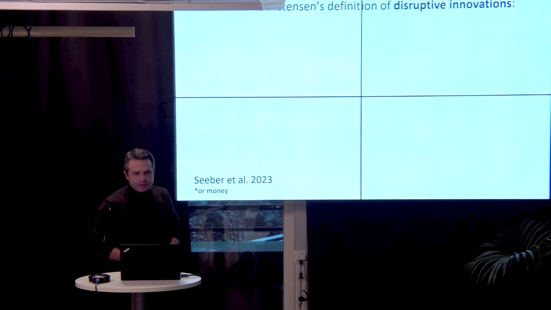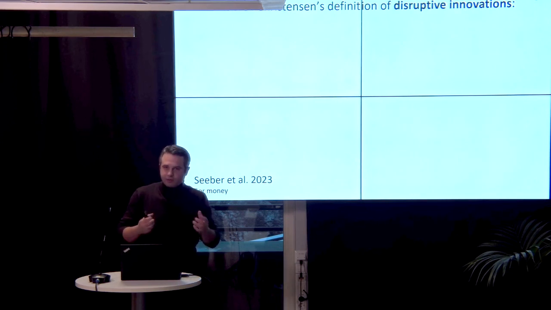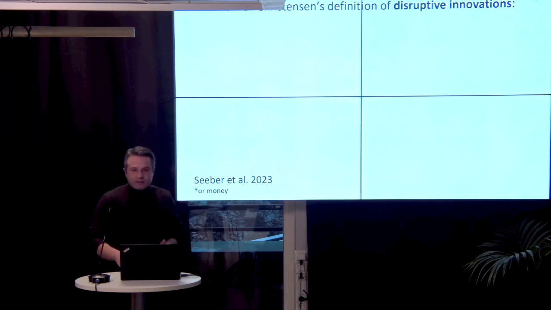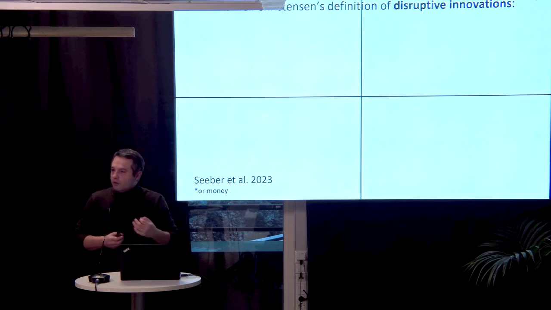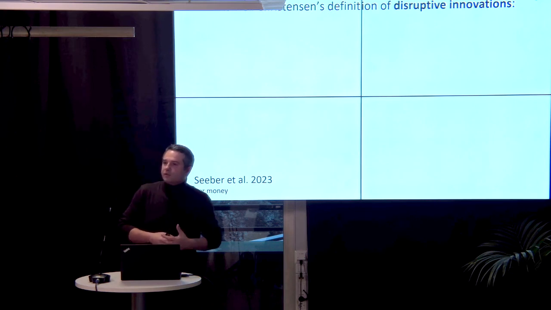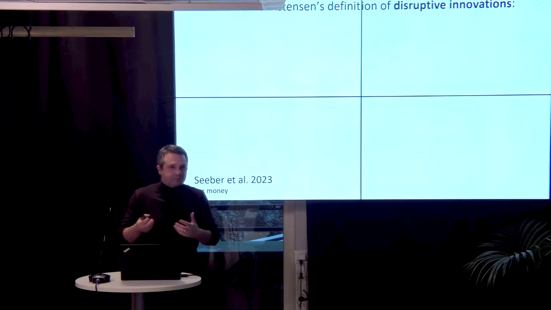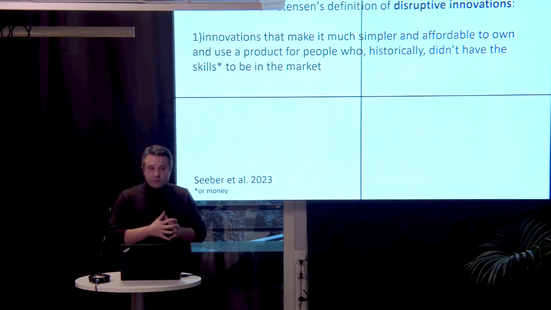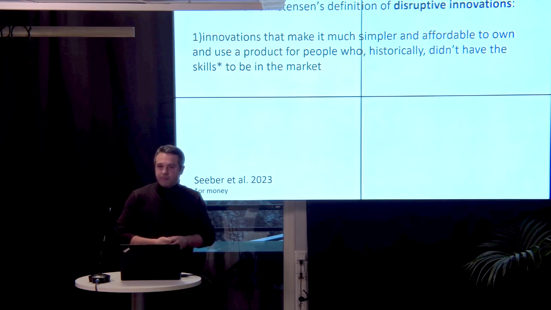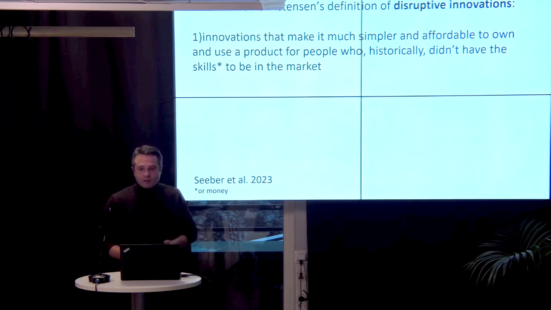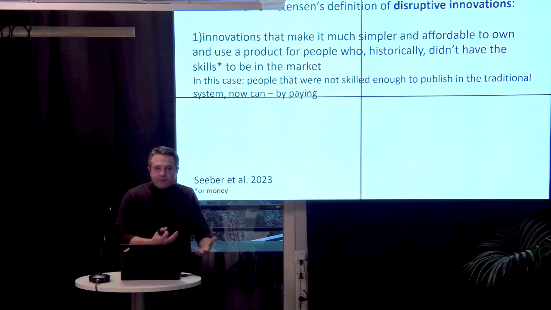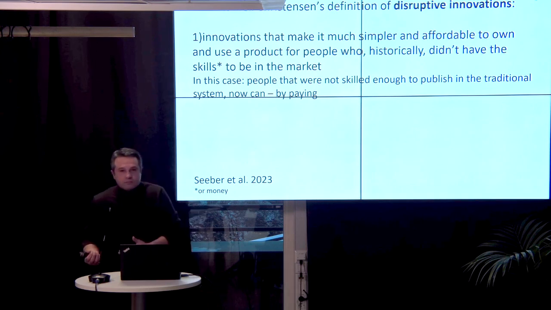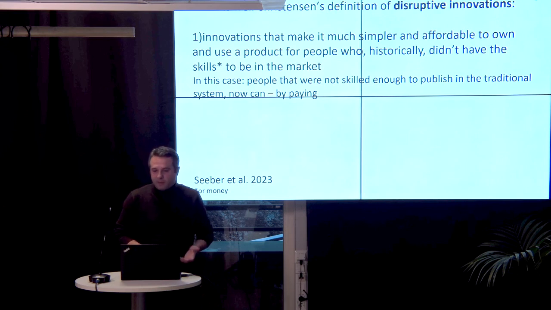So, in a recent editorial I wrote with my colleagues, actually APC fits what Christensen defined as disruptive innovation. So this is a terminology of this scholar studying disruptive innovation. Disruptive innovation is, for example, digital cameras. What characterizes disruptive innovation? They are innovations that make it much simpler and affordable to own and use a product for people who historically didn't have the skills or the money to be in the market. In this case, people that were not skilled enough to publish in the traditional model now can, much easier, very quick, much faster, by paying.